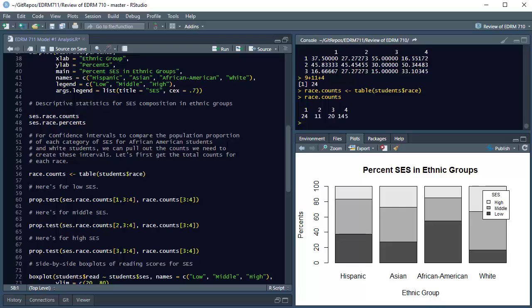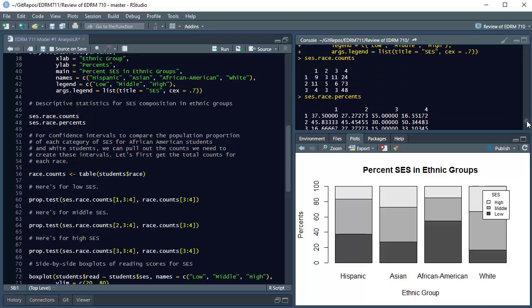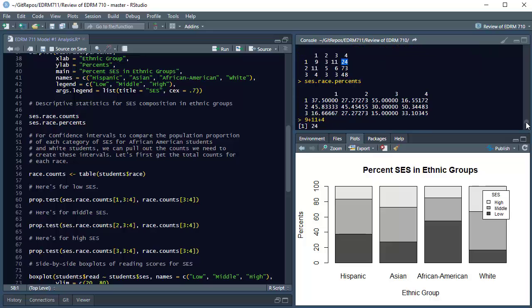Okay? All right, so I'm going to now use that prop test, and now we're going to compare two proportions. So let's just suppose that what I want to compare is low SES for Hispanic and for white. I want to look at the proportion of low SES for Hispanic and for white. So I can put in prop test, and then I need to put in two frequencies. One, the low SES for Hispanic, which is 9, and the other one, low SES for white, which is 24.